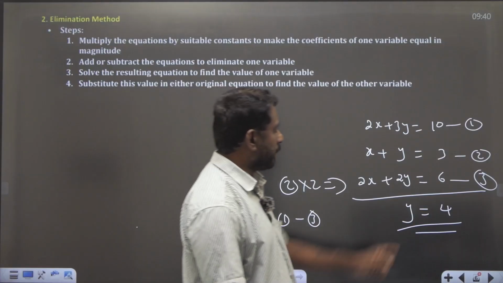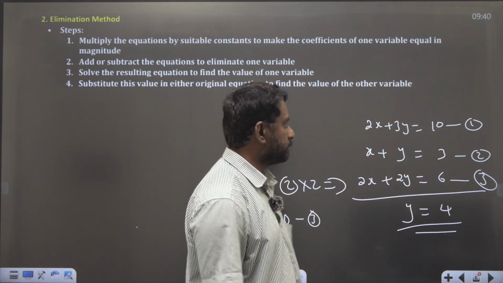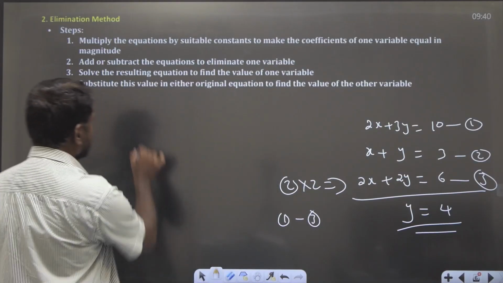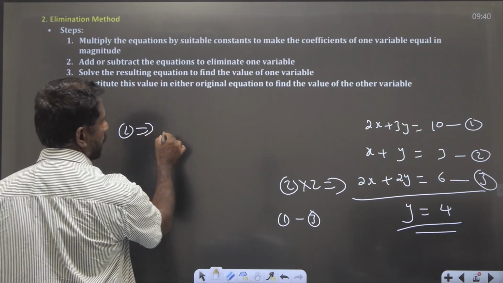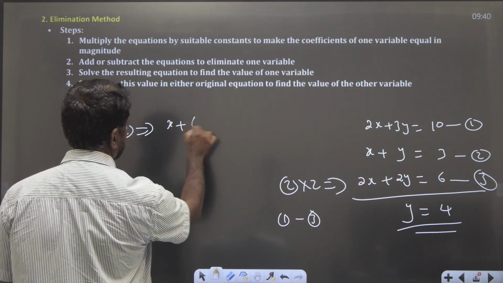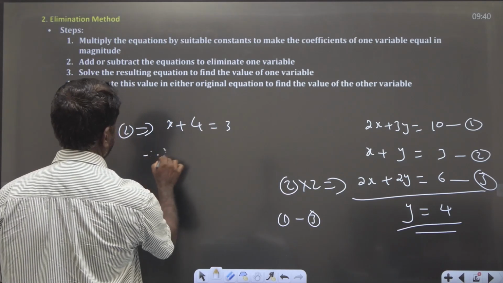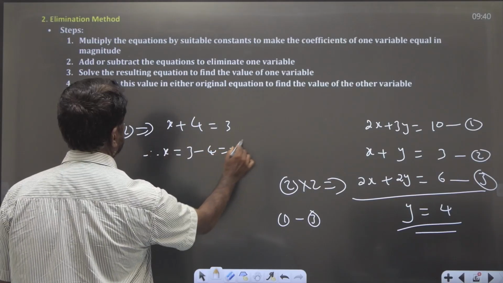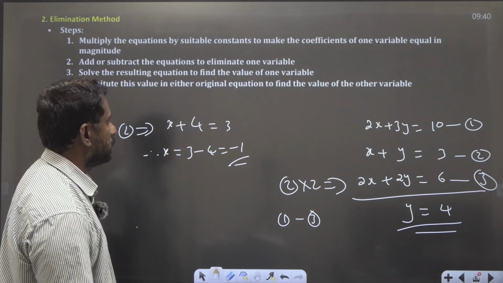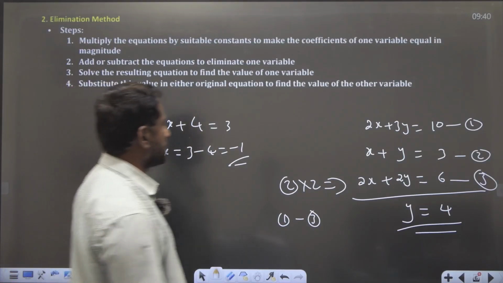Substitute the value of y into any one of these equations. I think equation 2 is the simpler one. Equation 2 becomes x plus y is equal to 3, that is x plus 4 equal to 3. Therefore x is equal to 3 minus 4, equal to negative 1. We can check whether it is correct or not.